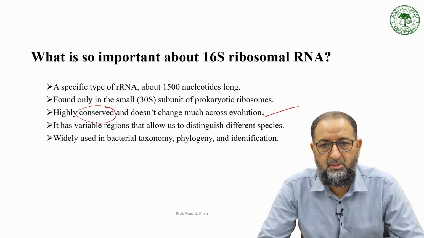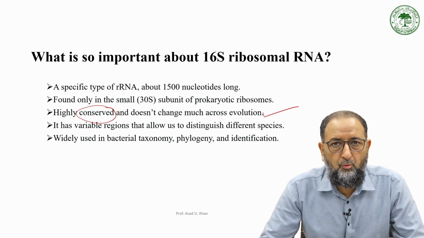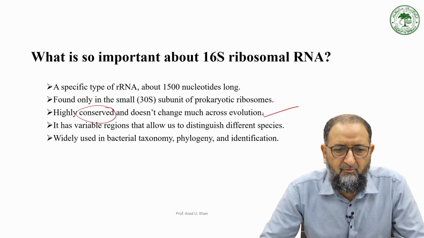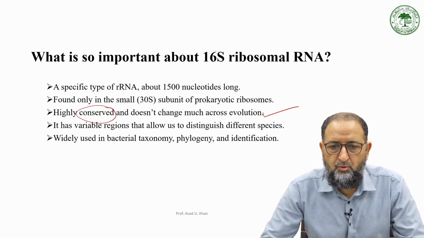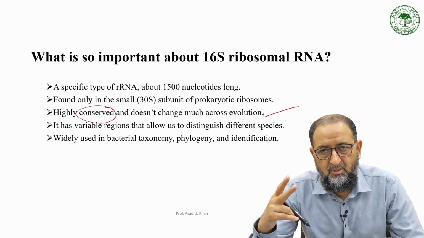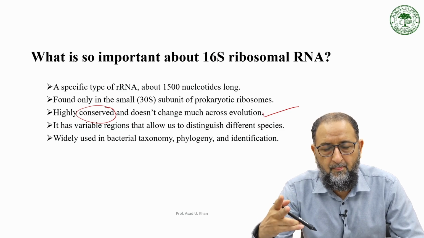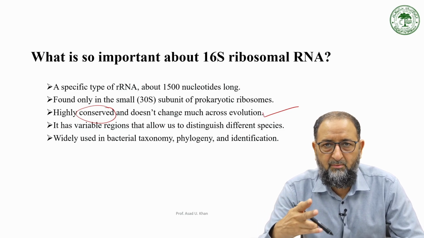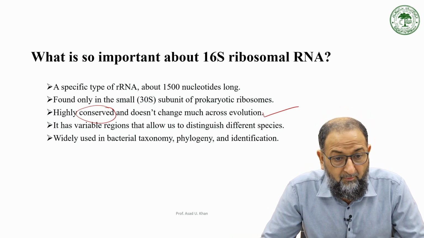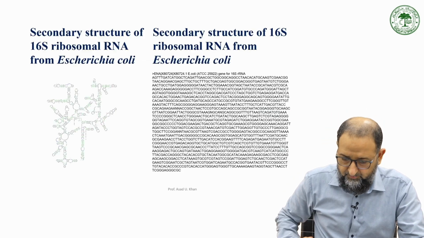And that is the beauty of the 16S ribosomal RNA, or 16S RNA, to look into and analyze for species identification. It is the variable regions that allow us to distinguish different species. So there are two things. One is that it is conserved, and then there is a variable region within the species of that domain, so that we can identify it based on these variable regions compared to the ribosomes of other species, right? It is widely used in bacterial taxonomy, phylogeny, and identification of bacterial species.